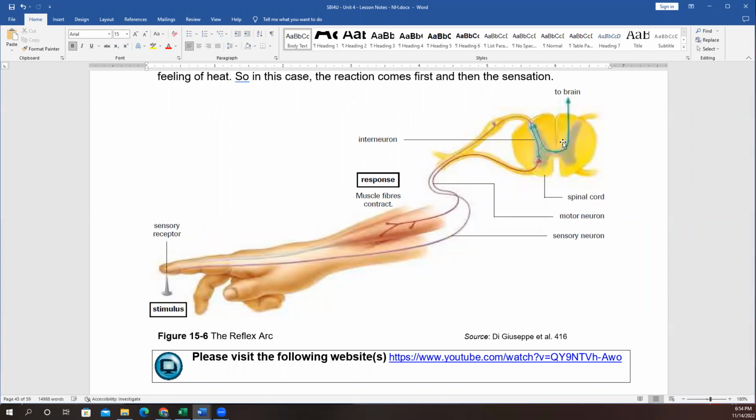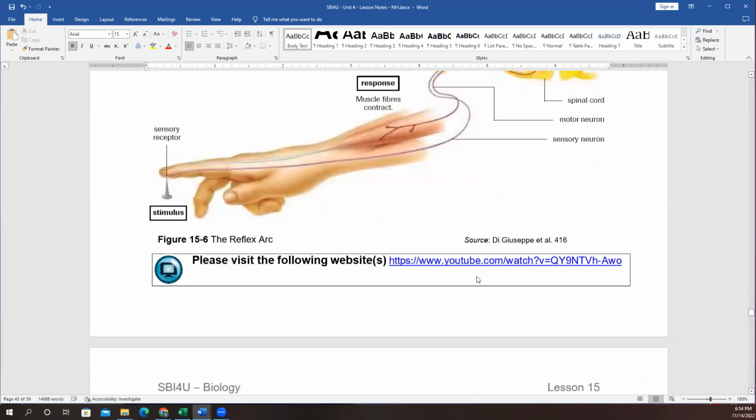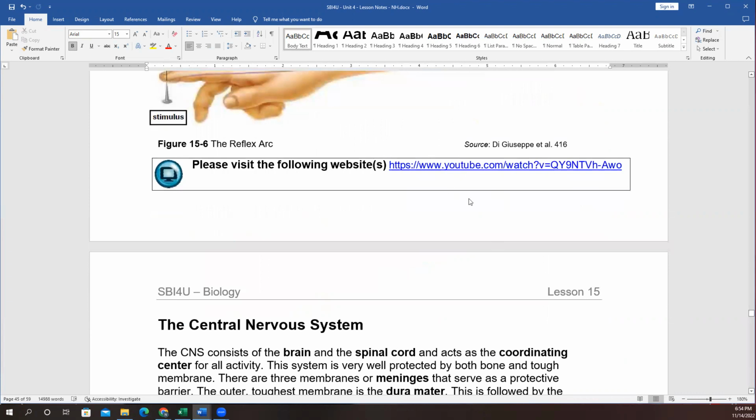Another example of this is when you might be touching something hot. In that case, the reflex arc causes you to pull your hand away before you seriously damage your hand and your finger. And it's only after you've pulled back your finger that you actually perceive that feeling of heat. So in this case, the reaction comes first and then the sensation. So that is one protective mechanism that the reflex arc provides. And we can also watch a video on the reflex arc together.